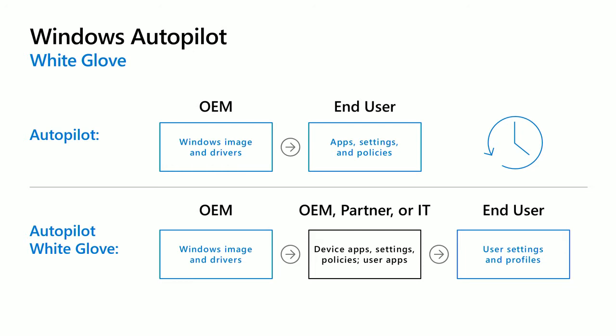And then when the end user signs in, they only have to get the very few bits that are specific to them, their specific policies. So both Autopilot, I'll say traditional, and Autopilot white glove are available today. The key difference is, how do I save time for my end user? Does that make sense? Okay, let's live demo it. That sound good? Yeah, let's do it.